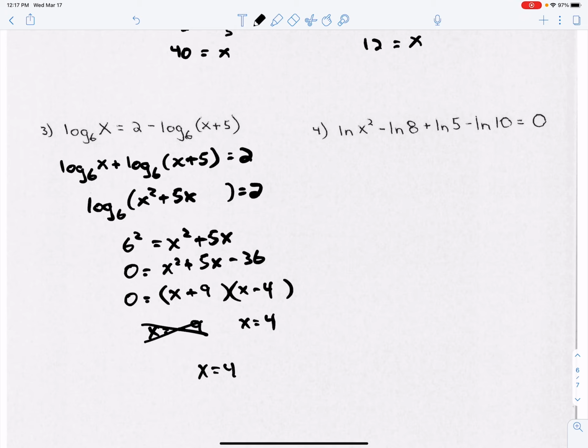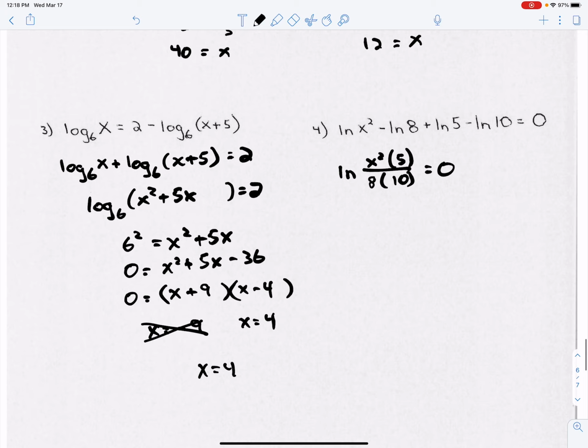Okay, here, I have all logs on one side and then a number on the other side. So the x squared goes in the numerator, the 8 goes in the denominator, the 5 goes in the numerator, and the 10 goes in the denominator, and that equals 0. Okay, now let's simplify this fraction a little bit. Let's call this the natural log of x squared over 16 equals 0.